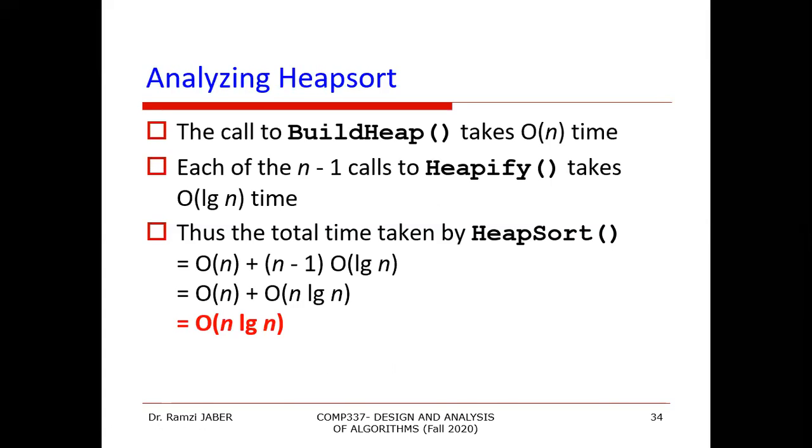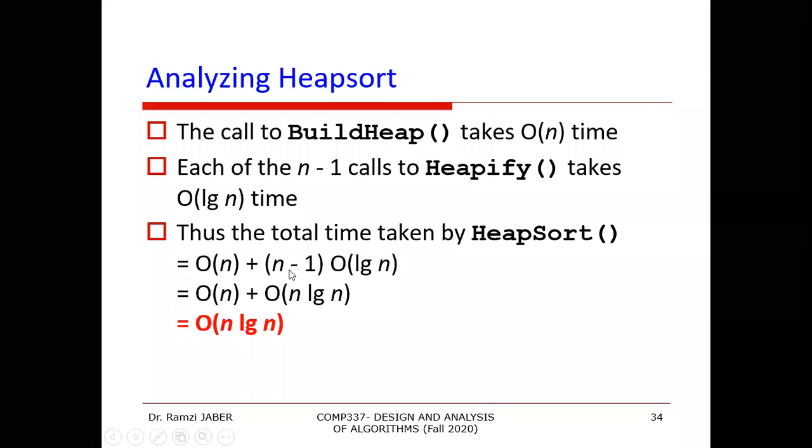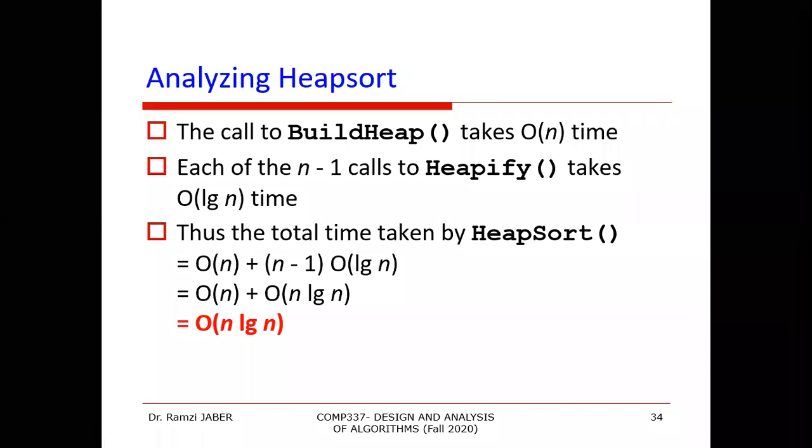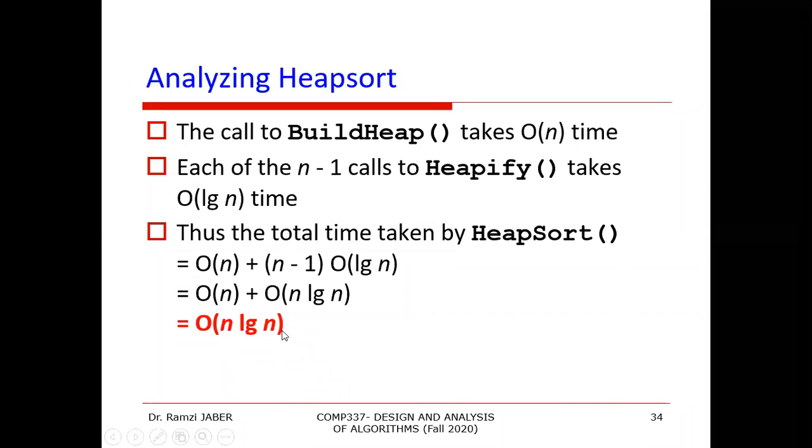Now we can say the complexity of build heap is order of n, and the complexity of heapify is order log n. Thus, the total time taken by Heapsort will be order n plus n minus 1 times order log n. By calculation, the Heapsort complexity will be n log n, using swapping. So it takes the two advantages of merge sort and insertion sort. Merge sort has complexity n log n, and insertion sort uses swaps. Okay?